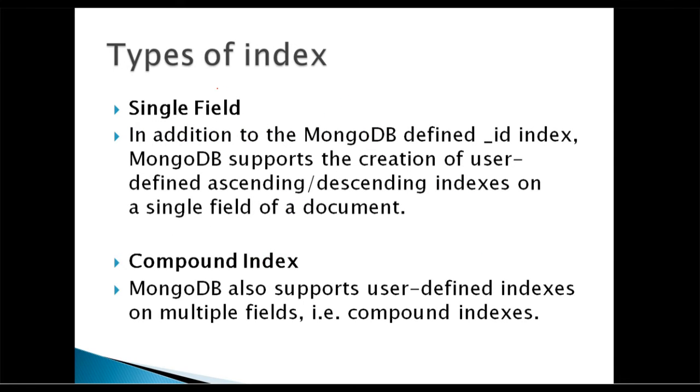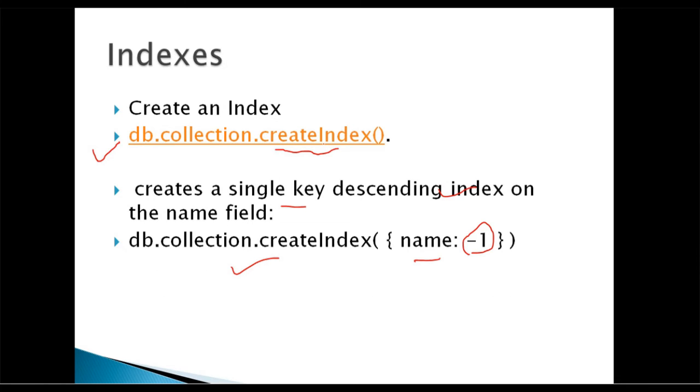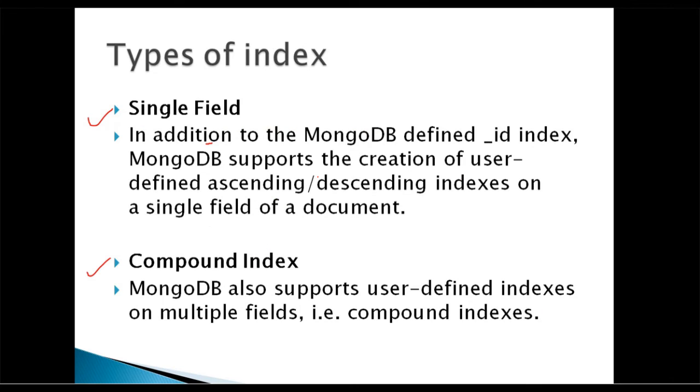There are various types of indexes, out of which two we will discuss, that is single field and compound field index. In addition to the MongoDB-defined _id index, MongoDB supports creation of user-defined ascending or descending indexes on a single field of a document, as we have seen here, name is a single field. MongoDB also supports user-defined indexes on multiple fields, that is compound indexes. We'll see execution of index queries with MongoDB.